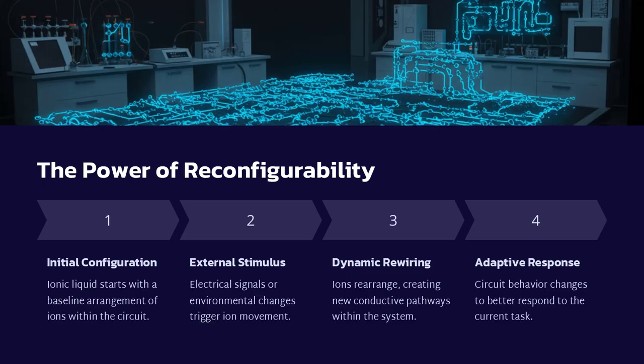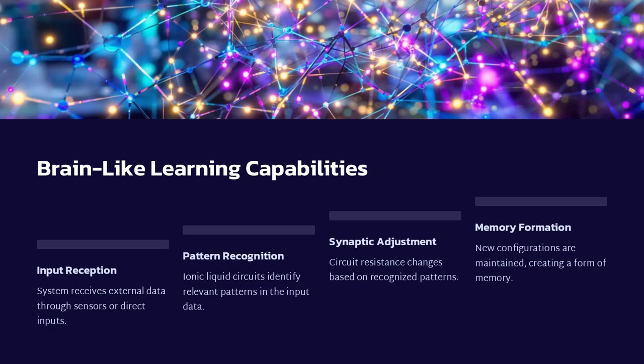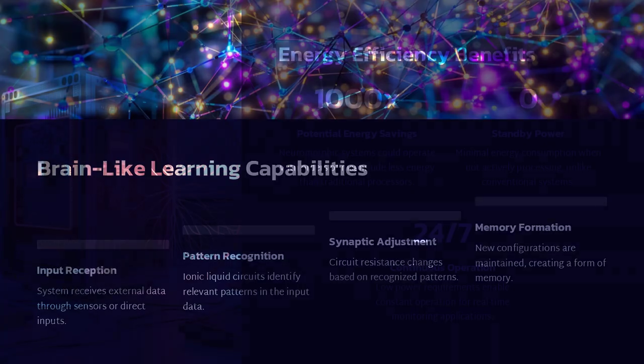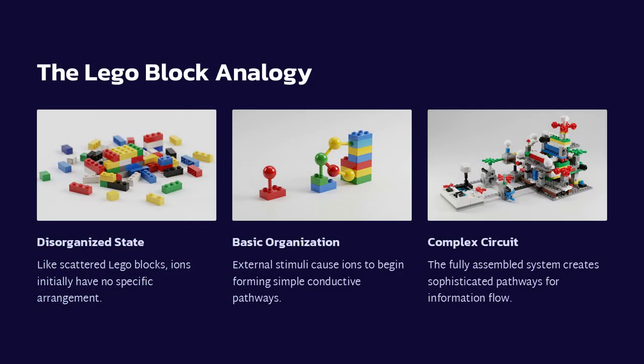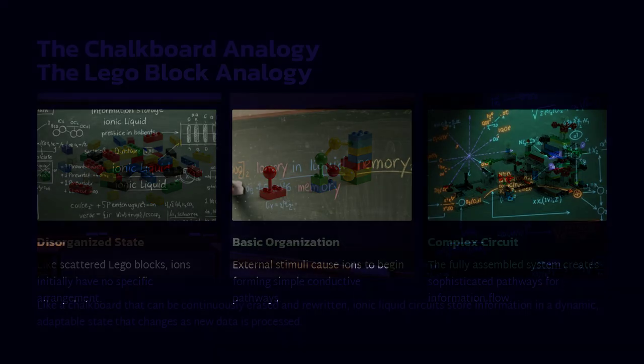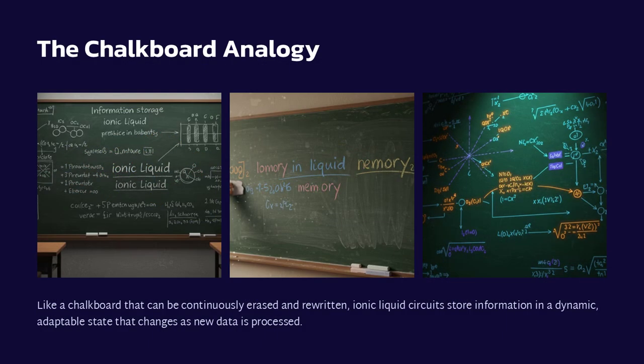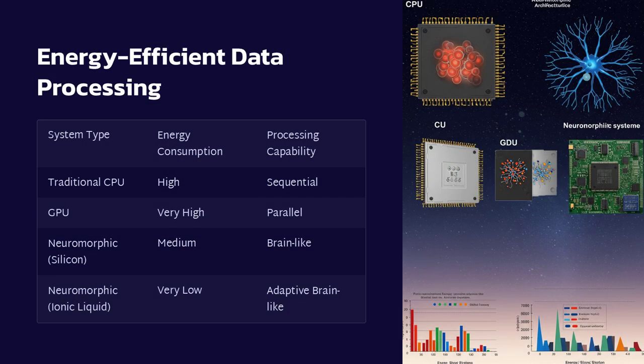The key lies in the unique properties of ionic liquids, such as high ionic conductivity and tunable electrochemical behavior, which allow them to function as dynamic, reconfigurable elements in neuromorphic circuits. In these systems, ionic liquids can be incorporated into devices like Memristors, components that remember the amount of charge that has flowed through them, mimicking the way synapses in the brain strengthen or weaken over time.